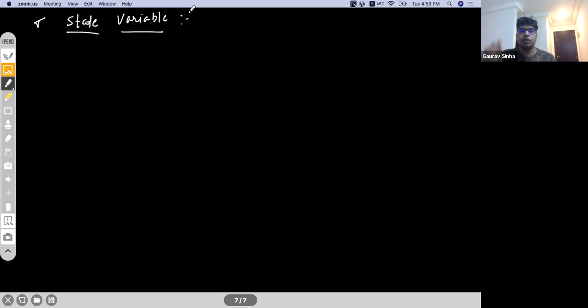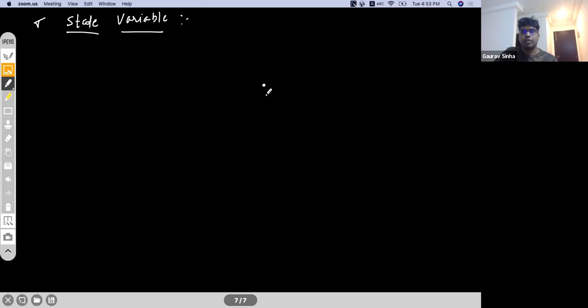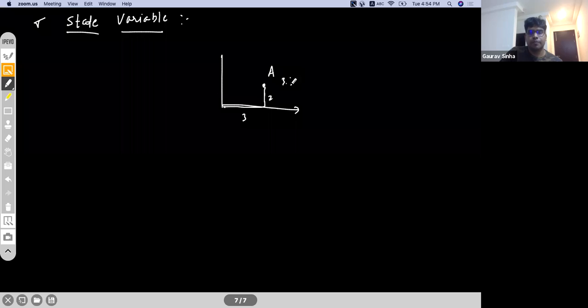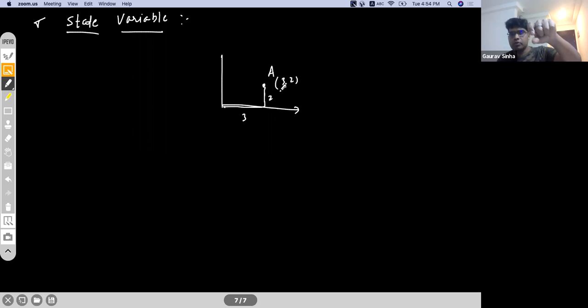State variables means what? Suppose the position of an object. How do we define the position of an object? I'll take the help of the Cartesian system. In Cartesian coordinates, I can say this point A is 3 units on the x-axis and 2 units on the y-axis, (3, 2). So the coordinate of this point is (3, 2), yes or no? So these are the variables we are using to explain the position of point A. Yeah, that's right, Gayatri.